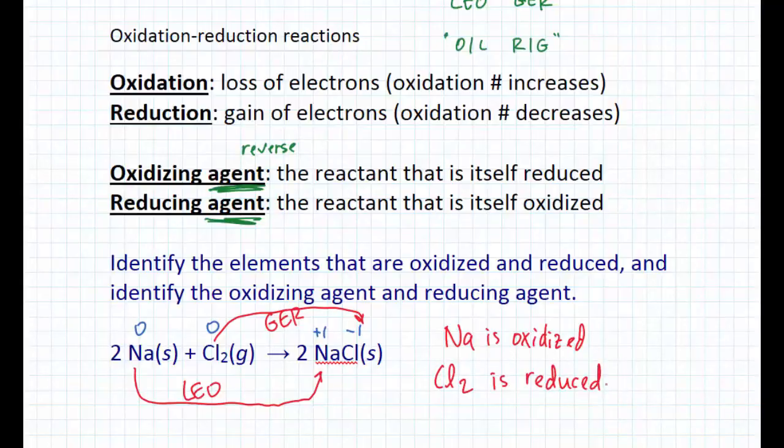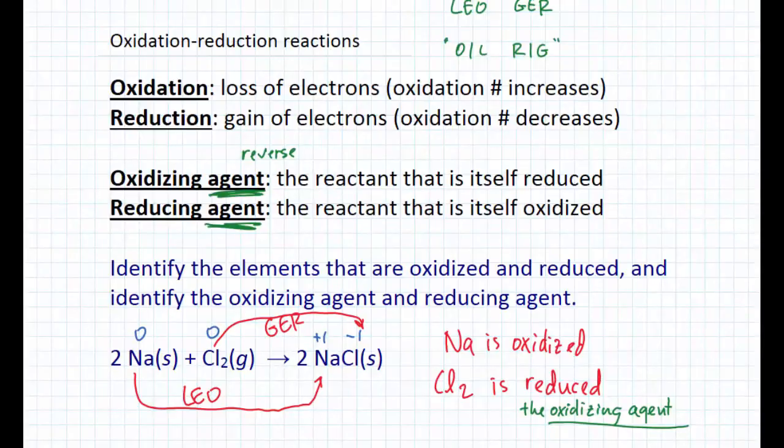Which of those is the oxidizing agent? Chlorine is the oxidizing agent. We add chlorine to pools and laundry, and bleach, because it causes the contaminants, the other stuff, to get oxidized. It oxidizes those other things. But in doing so, it itself is reduced.